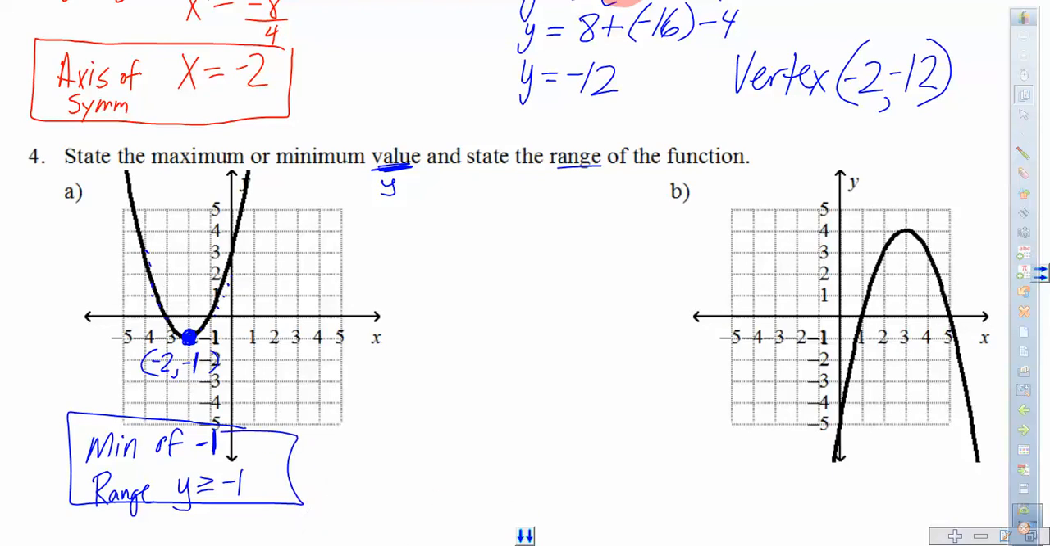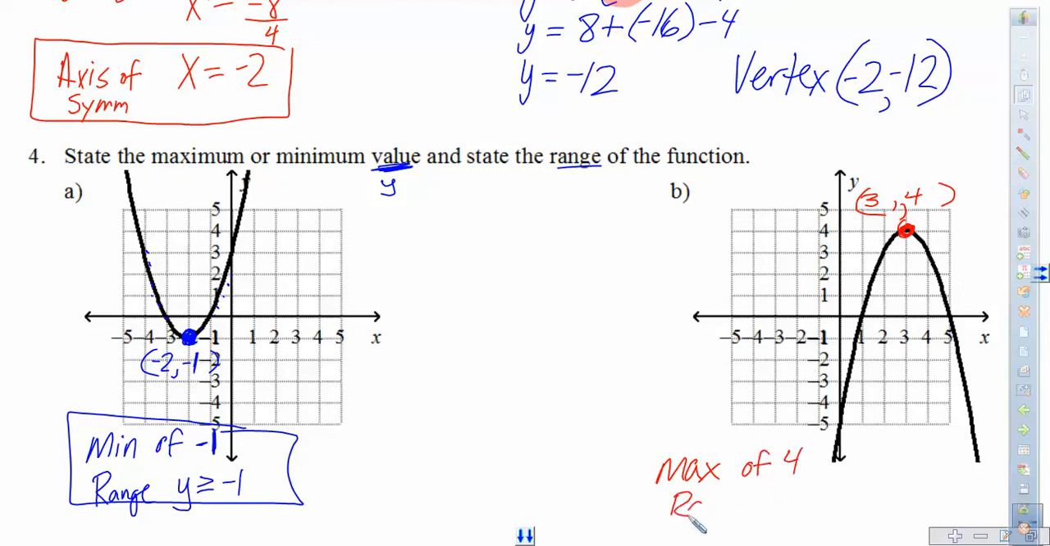Okay, let's look at B over here. Our vertex is up here, which means that we must have a maximum here. And what's that maximum? It's still the y value. Where's the vertex here? I think that's at 3, 4. So that y value, we have a maximum of 4.